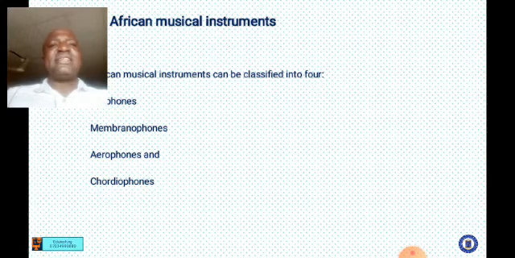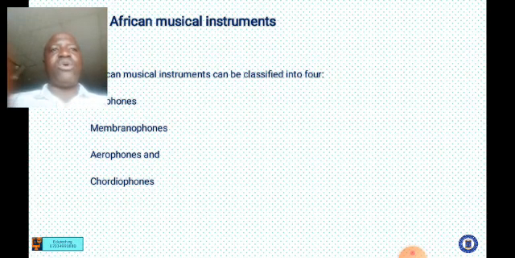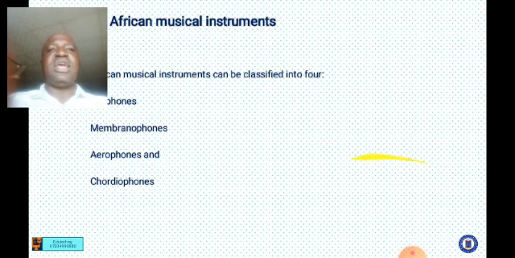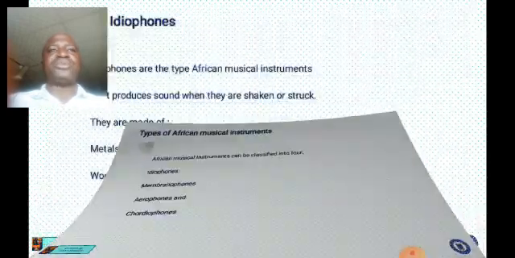Now let us look at the types of African musical instruments. These musical instruments can be classified into four groups: one, idiophones; two, membranophones; three, aerophones; and four, chordophones. I take that again: idiophones, membranophones, aerophones, and chordophones.